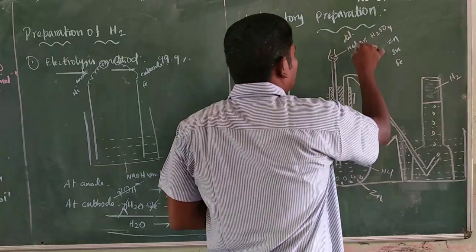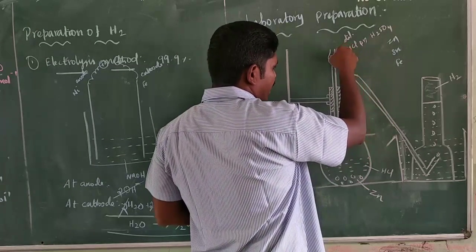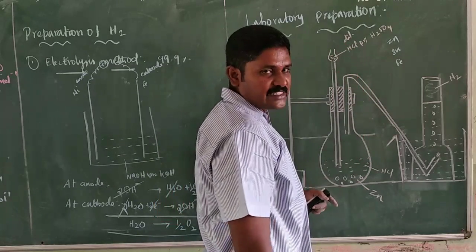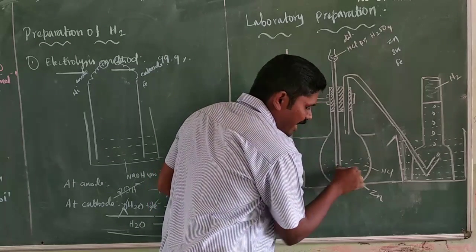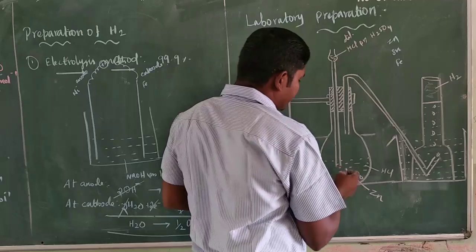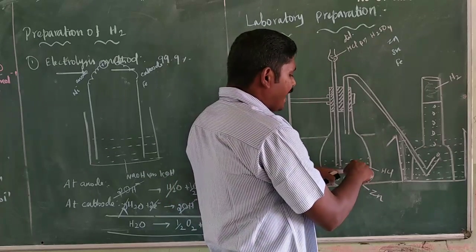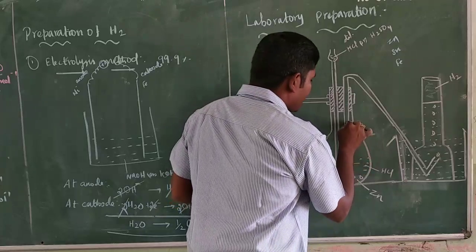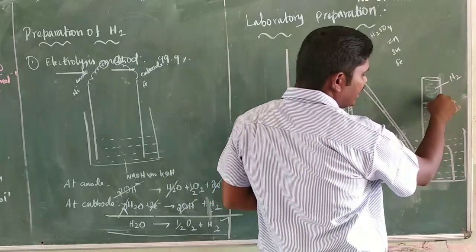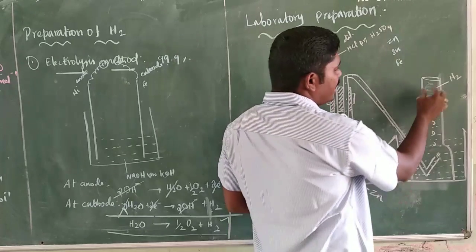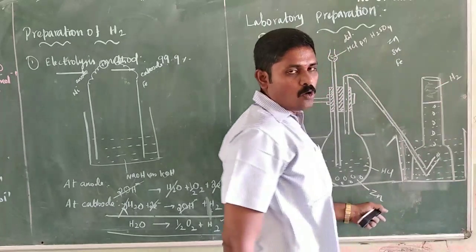Dilute hydrochloric acid or sulfuric acid is passed through the thistle funnel. The other end of the funnel is dipped into the acid. The zinc reacts with the hydrochloric acid, and hydrogen gas is liberated. The liberated gas passes through the delivery tube and is collected by downward displacement of water.